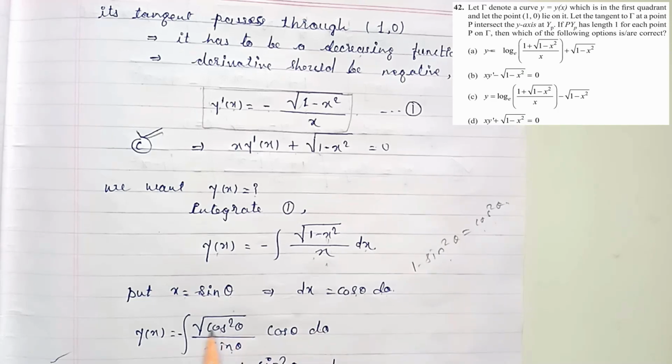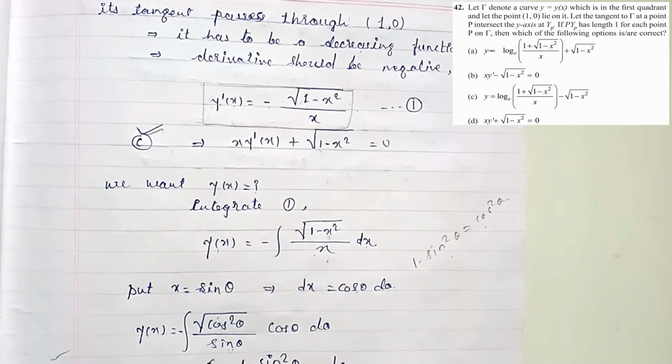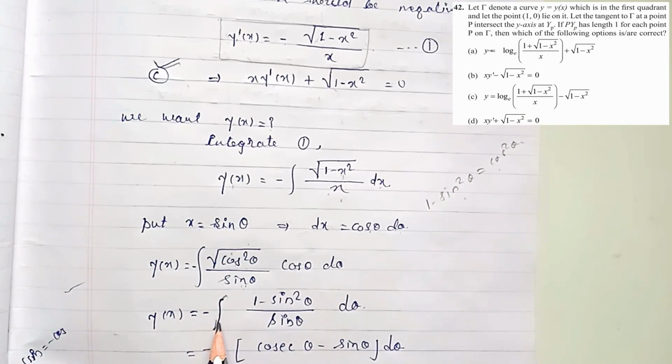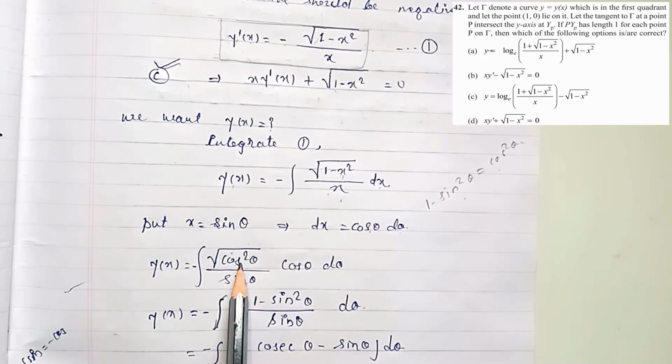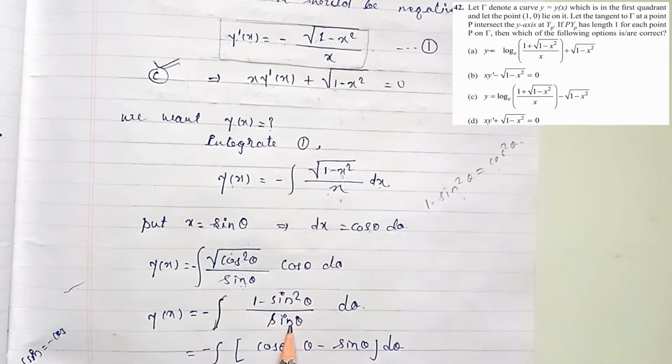So the square root of cos squared theta upon sine theta: the square and square root get cancelled, so cos theta upon sine theta. So again we get cos squared theta upon sine theta. Try to take it in the simplest form. So the integration we have here, y of x, is equal to the negative of the integration of cos squared theta upon sine theta d theta, where cos squared is 1 minus sine squared, so 1 minus sine squared theta upon sine theta d theta.